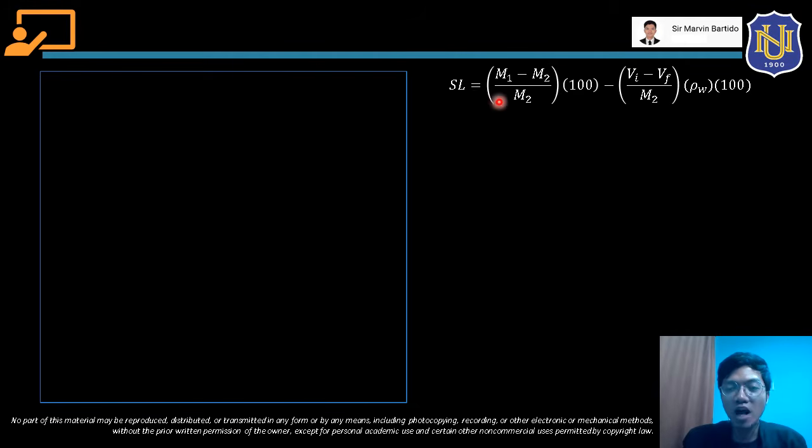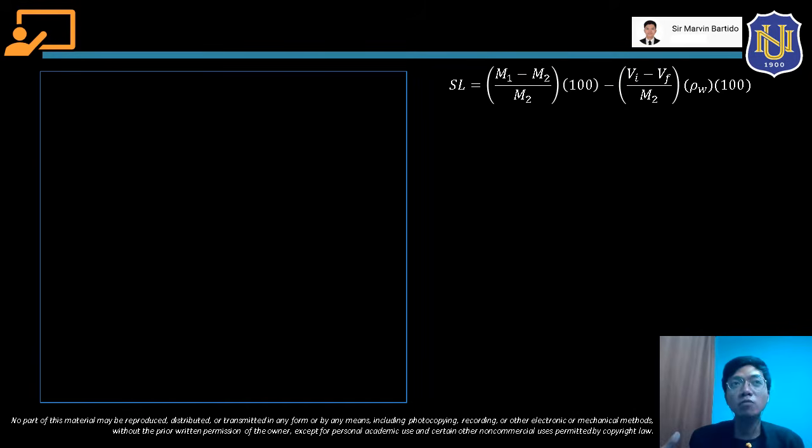Okay, so for our formula for shrinkage limit, the first term is actually the water content, right? So the way we compute our water content is the same thing we will do here. Now for the second term, we have V sub I here and V sub F.